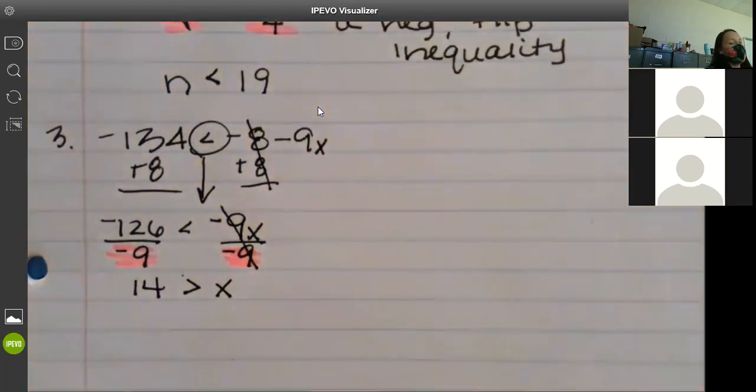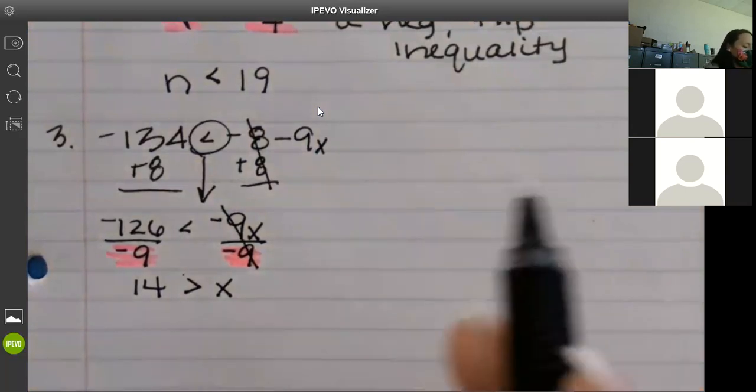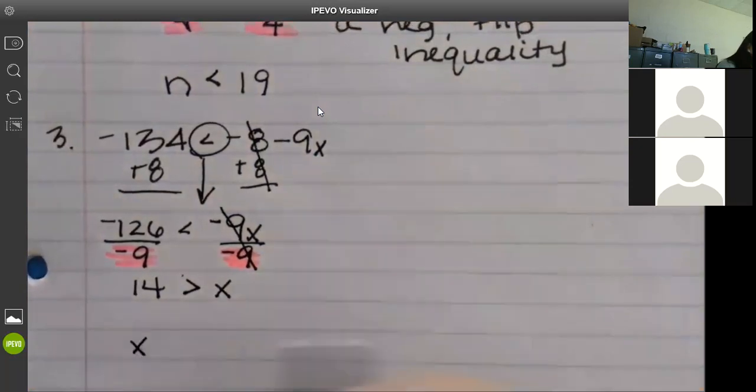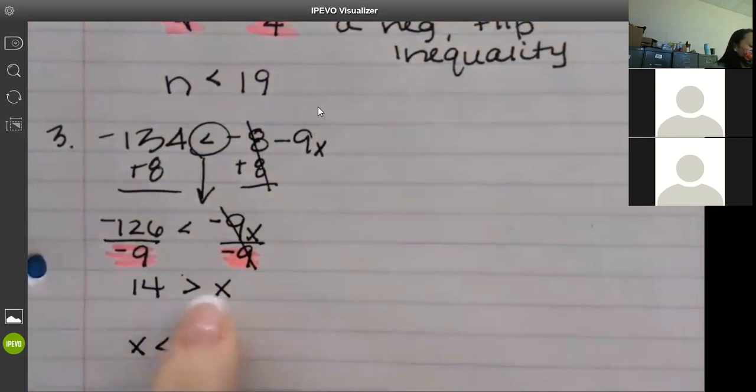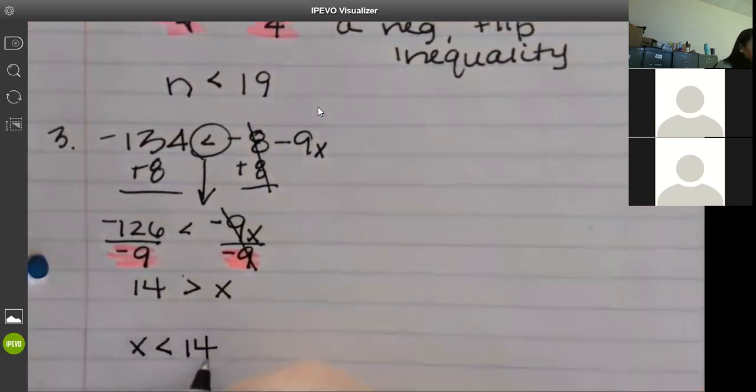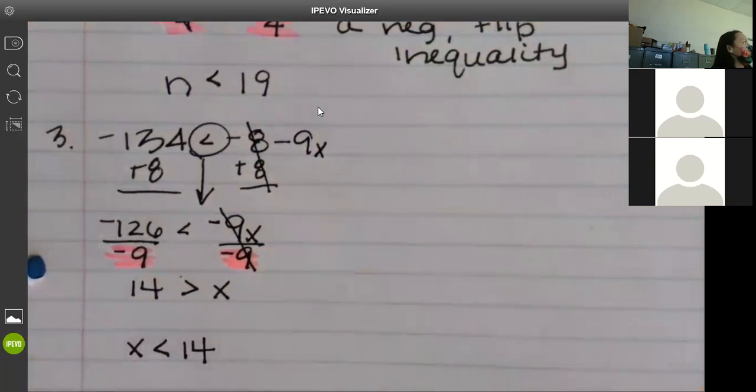Now, to graph, if you're just giving me this answer, it is perfectly fine, okay? You don't have to flip it or anything. But to graph, you want to make sure that your x or your variable is on that left side. So all you do is write it completely backwards. So x, instead of greater than, is going to go to less than. Why do I know that? Because it's pointing at the x. So I need to make it point at the x. And then 14. Okay.